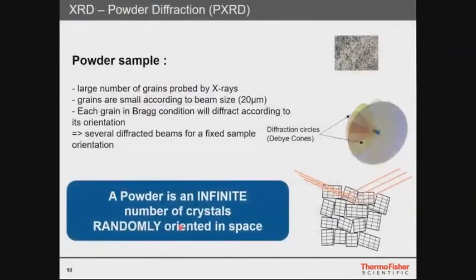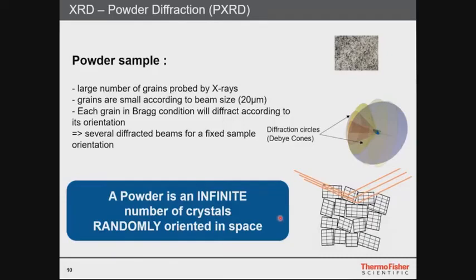So what we are mostly doing is powder diffraction. So what is a powder? Powder contains a large number of grains which are probed by X-rays. These grains are small according to the beam size, but they don't have to be too small, because then you get other effects. Each of the grains which is in Bragg condition will diffract according to its orientation. So we get several diffracted beams for a fixed sample orientation.